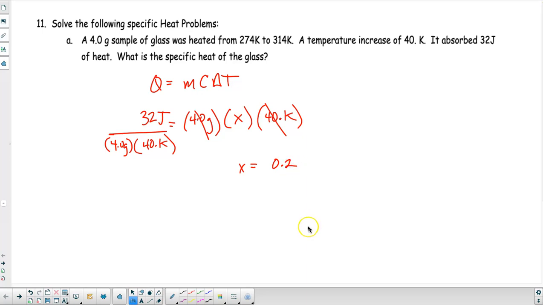Okay. For sig figs, notice this has 2 significant figures, this has 2 significant figures, this has 2 significant figures. Your answer should have 2, so you really should add a 0. Looking at the unit, it's joules per gram Kelvin. So that is your answer.